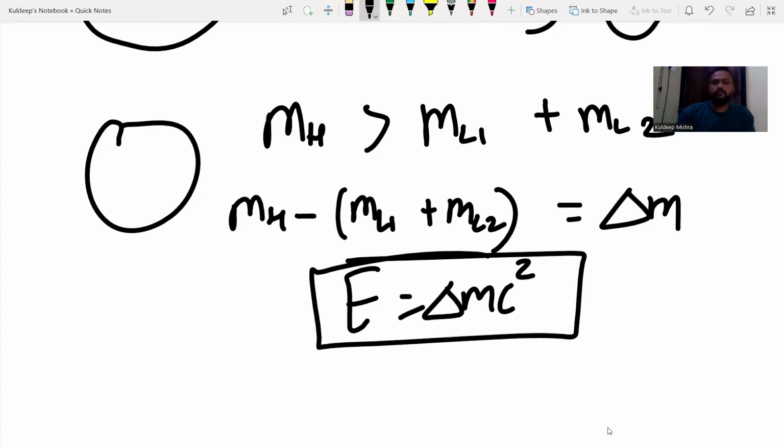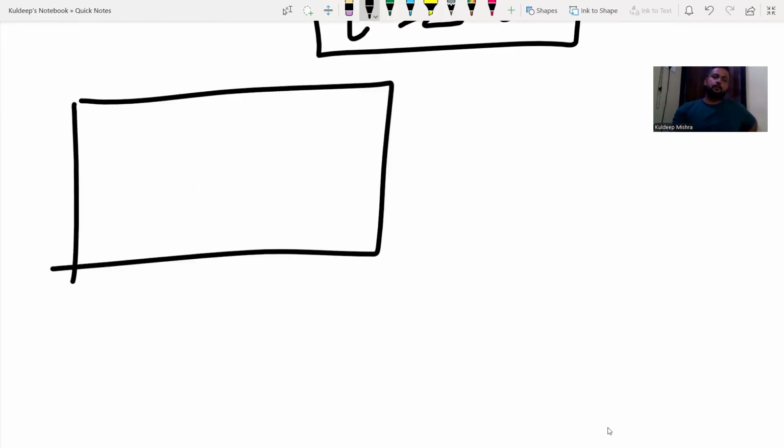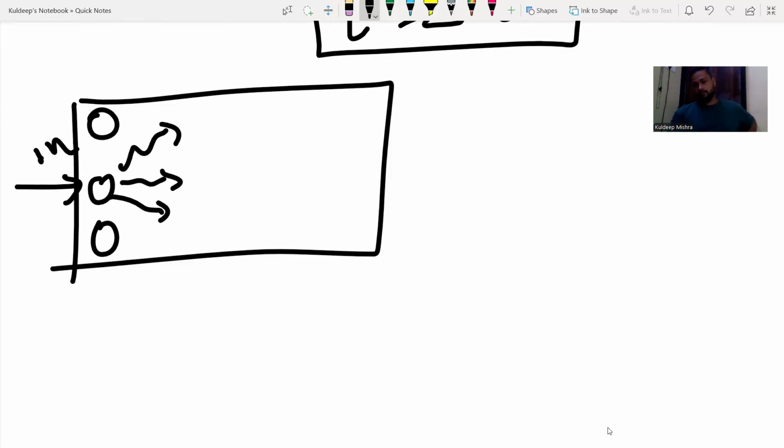This is what is used in atomic blasts, because in that we use uranium. So we strike it with one neutron and it gives energy, and it also produces 3 more neutrons. So it's a chain reaction. These 3 will produce 3 more. So it's a GP, geometric progression. It goes on increasing.